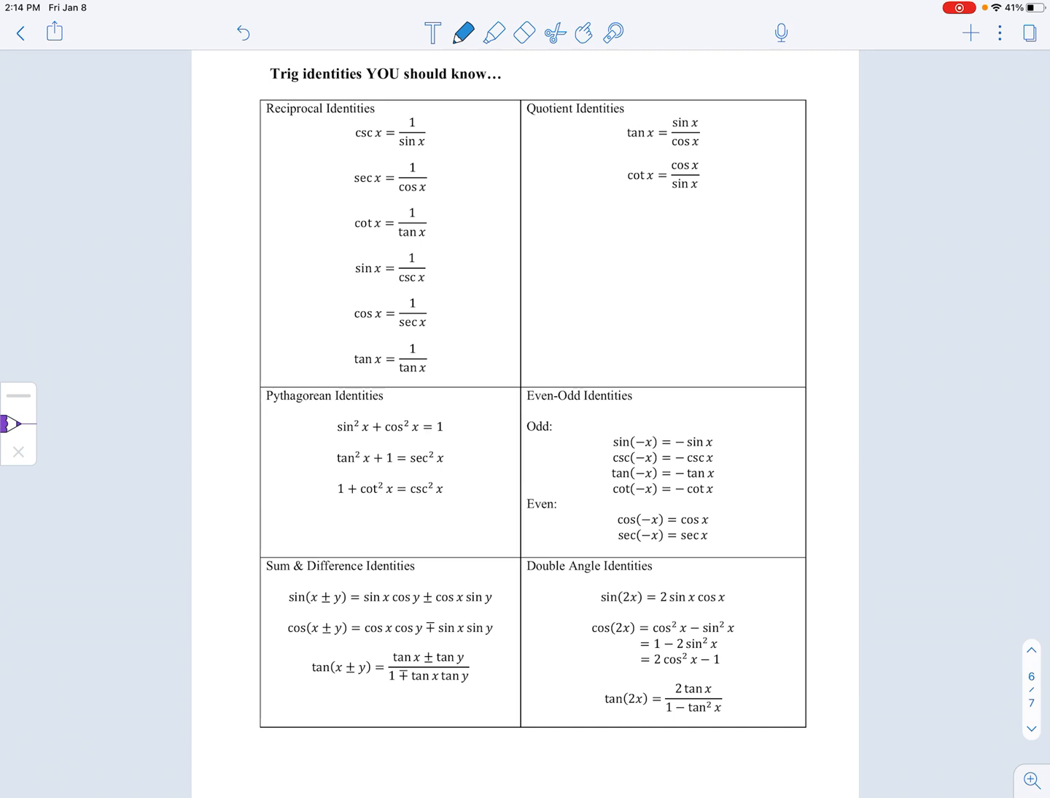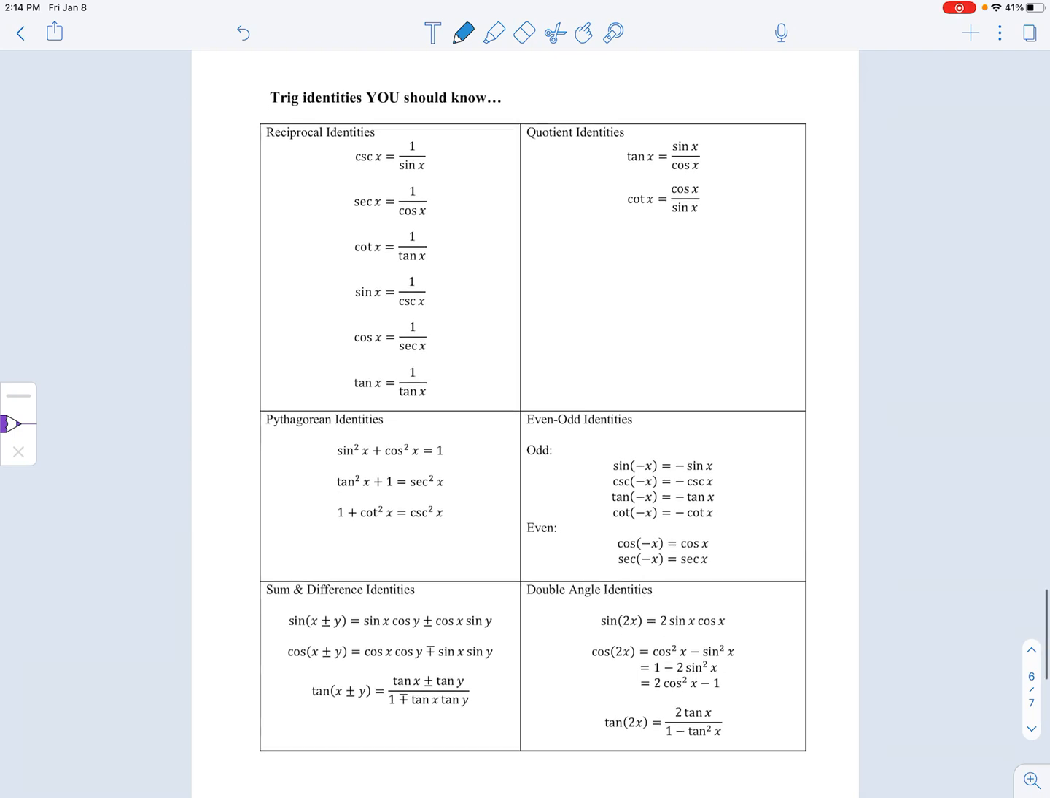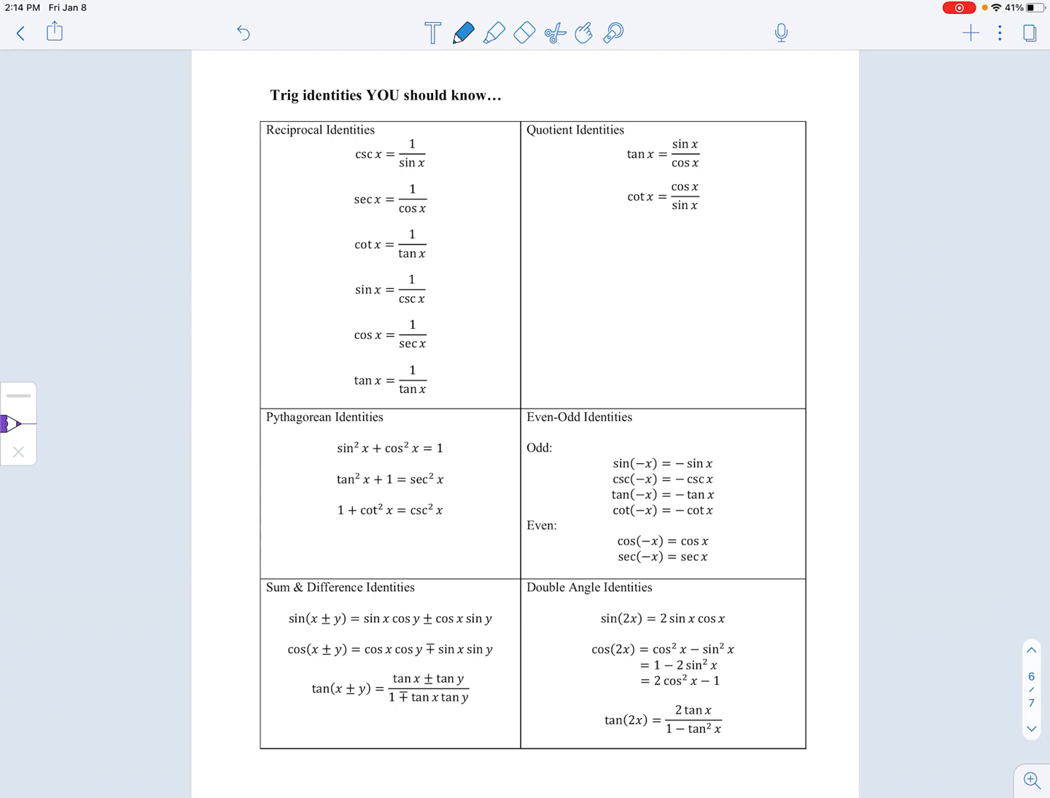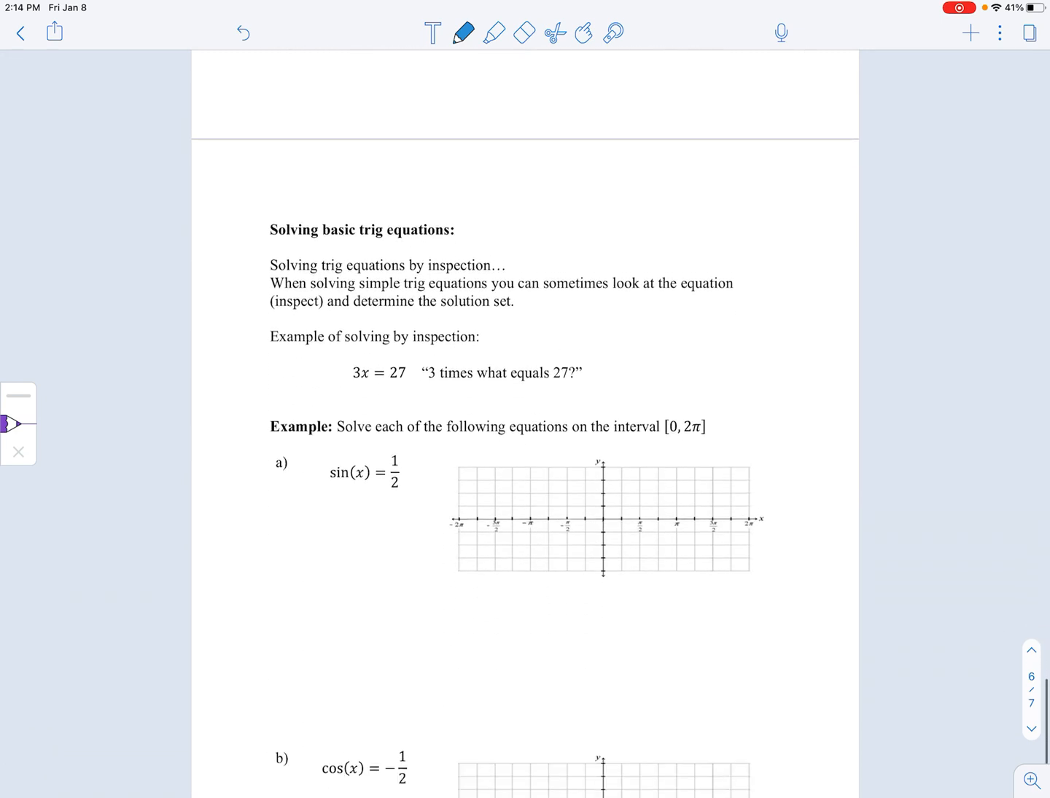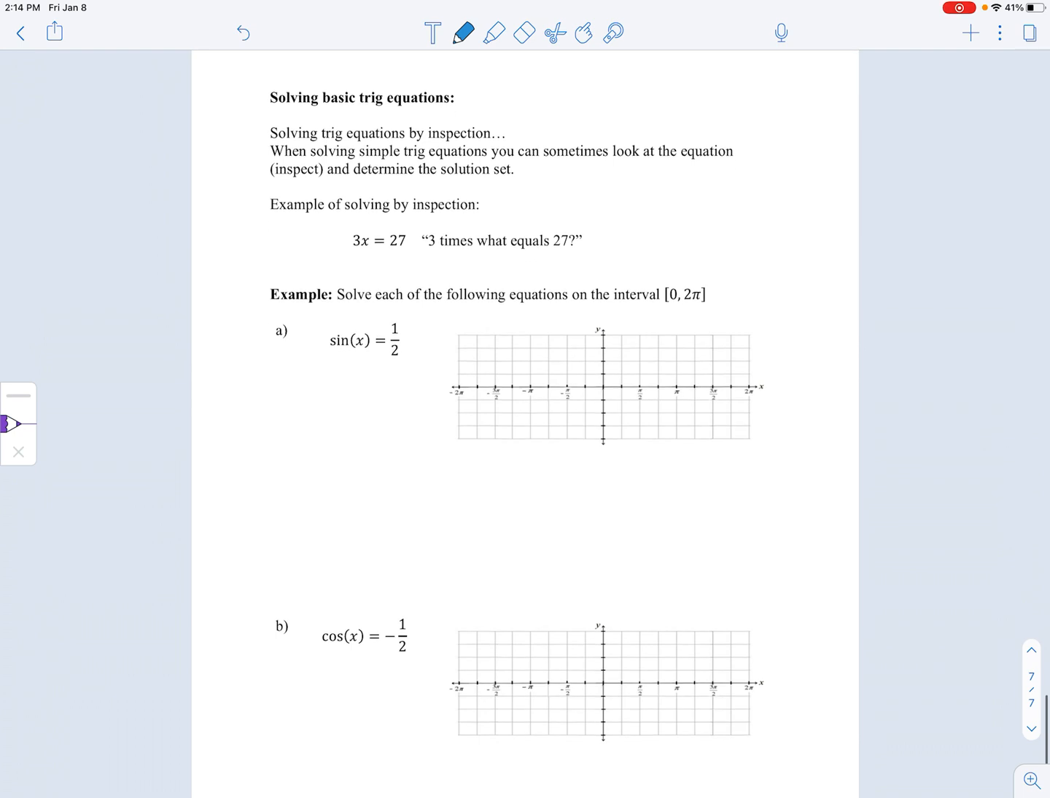Okay, these are the trig identities you should know. You should recognize them. You should know them. When you see sine squared plus cosine squared, immediately you should think 1. Okay, let me know if you have questions on any of these, but you should be at least familiar with these identities.